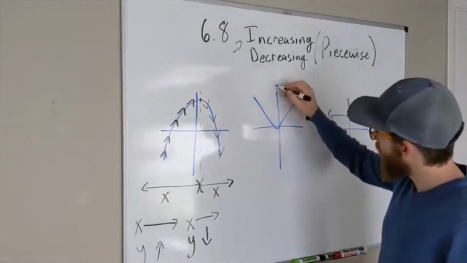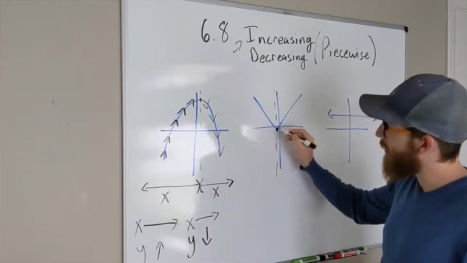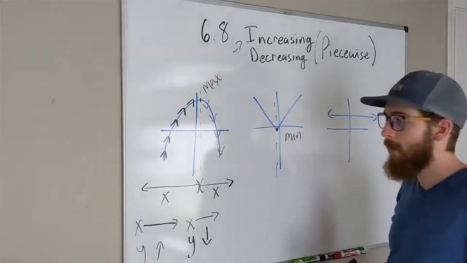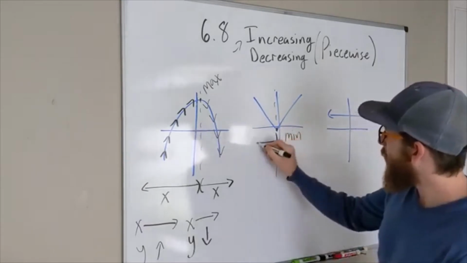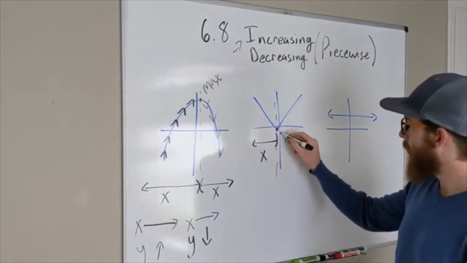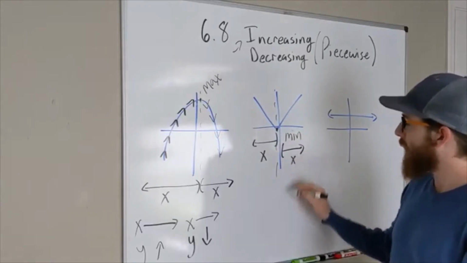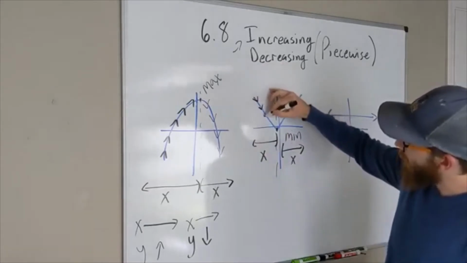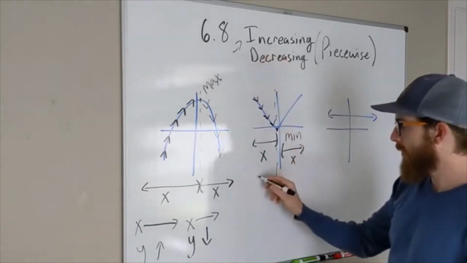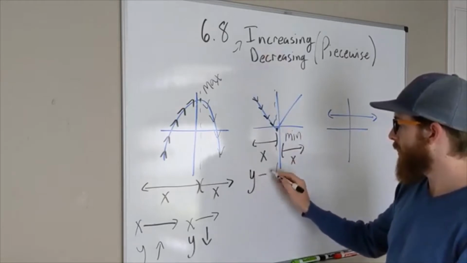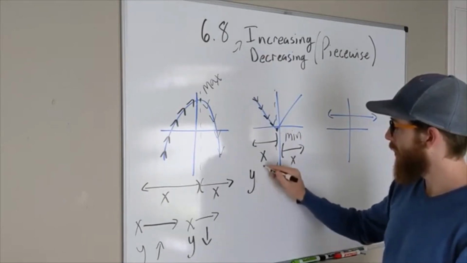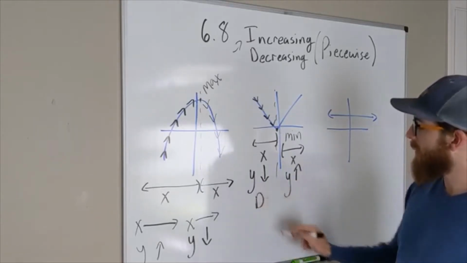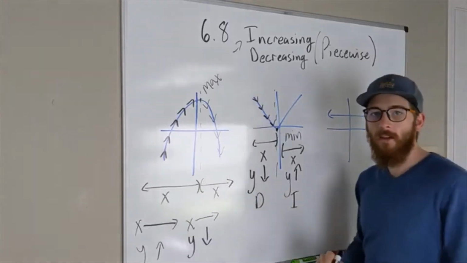Kind of the opposite happens here through this minimum point. This was a maximum point. This was a minimum point. And if I'm looking at the values on this side, these x values, and the values on this side, these x values, on this side, is y going up or going down? Well, it's going down. On this side, y is going up. So we have decreasing on this side and increasing on this side.